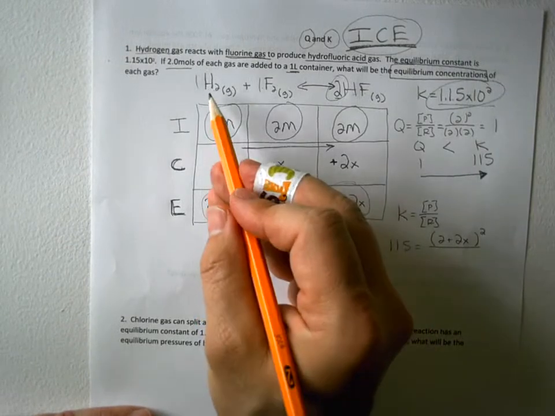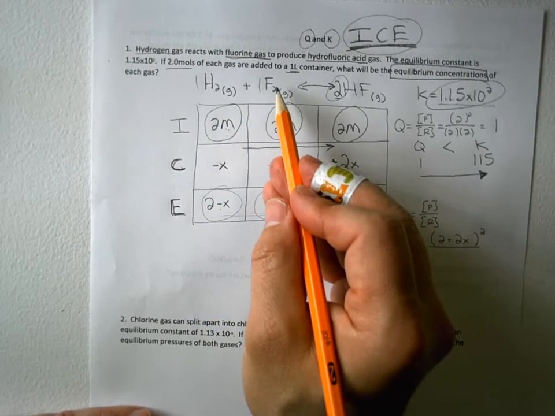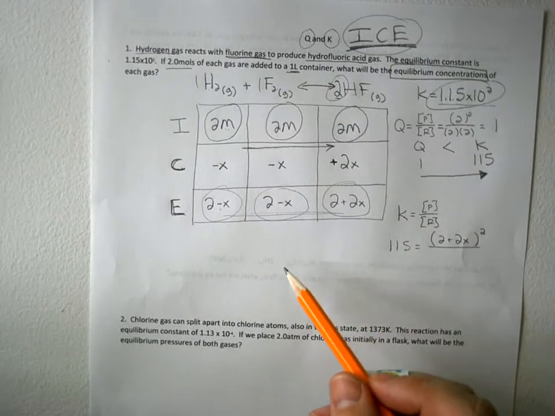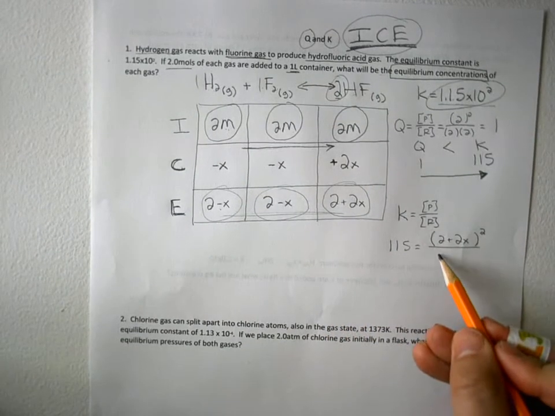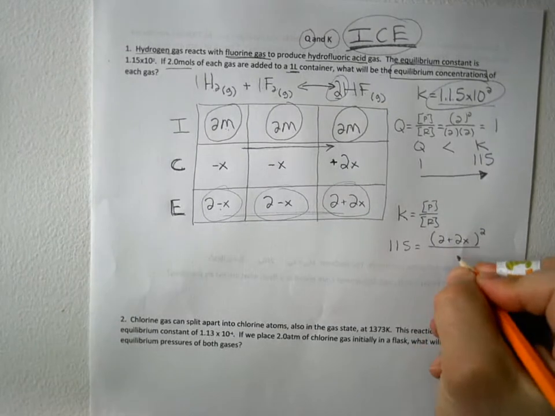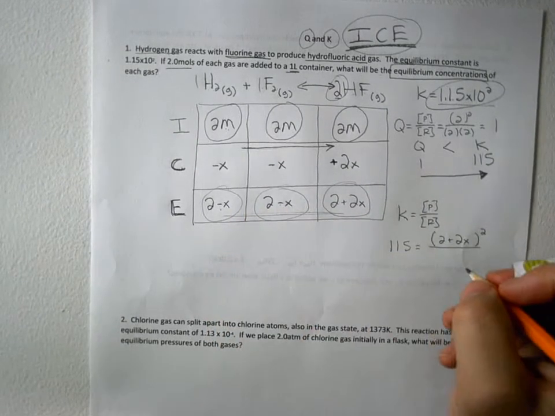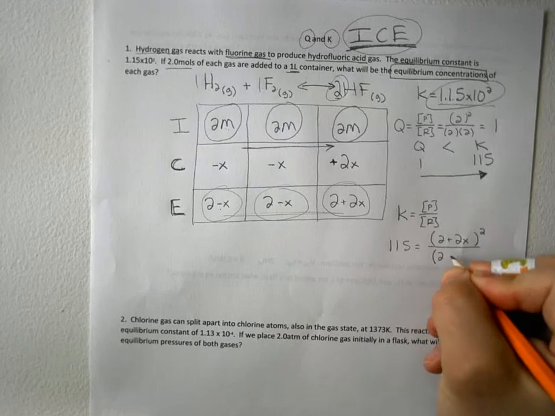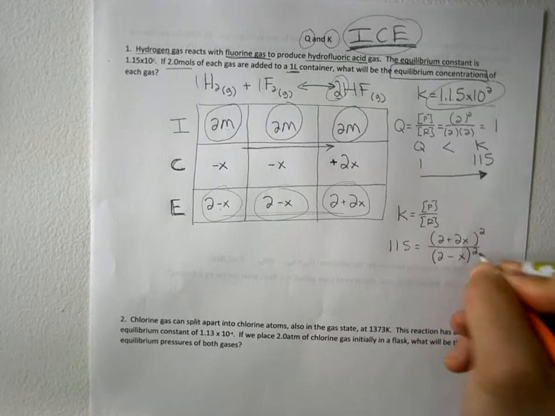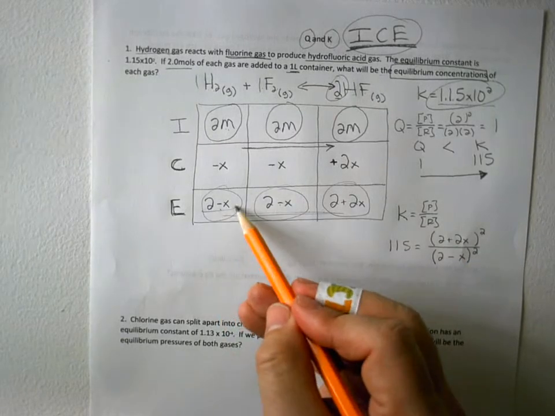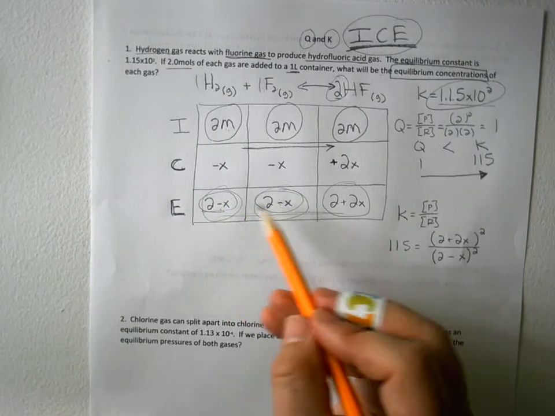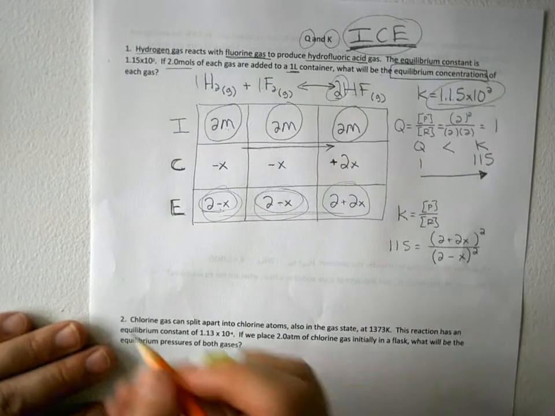Now in the denominator, we're going to have the concentration of H2 times the concentration of F2. Now I need us to start visualizing the algebra we're working with here. We're going to have 2 minus x times 2 minus x. Think for a moment what 2 minus x times 2 minus x is. So we end up with 2 minus x squared because we're multiplying the concentration of the two reactants together.